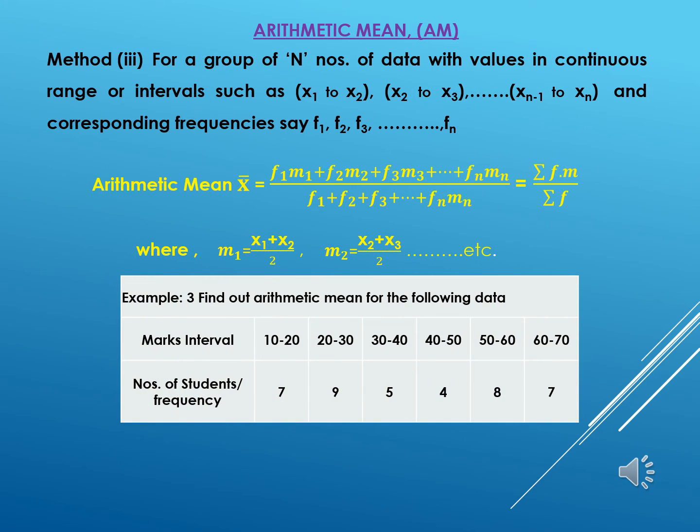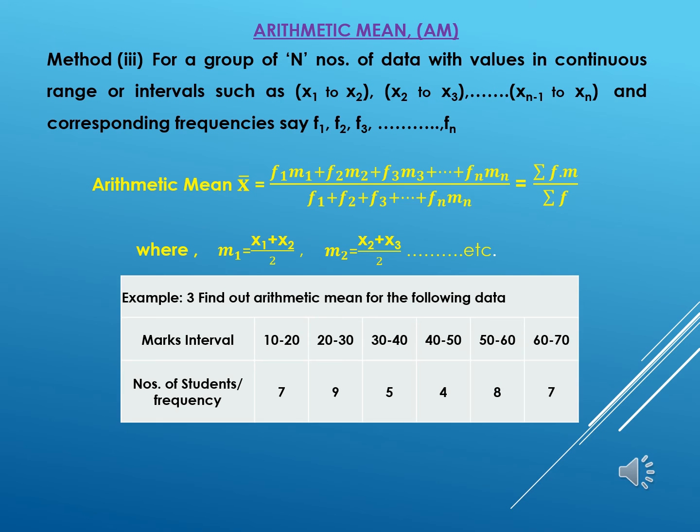For finding mean by the method 3 of the arithmetic mean method. In this example, marks obtained by each group of students are given in range, in contrast to the previous example, where marks obtained by each group of students is given by a single or distinct value. So marks interval 10 to 20 is obtained by 7 numbers of student. Marks interval 20 to 30 is obtained by 9 numbers of student. That is 9 numbers of students has obtained marks from 20 to 30.